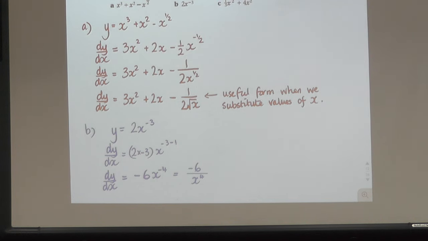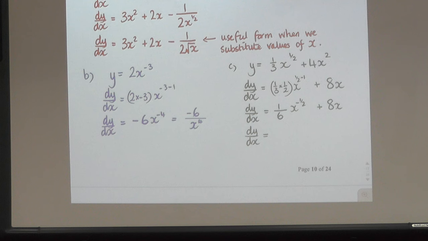Right, next one then. C. y equals a third x to the half plus 4x squared. Right, we're multiplying fractions together and we're adding and subtracting fractions. So, dy by dx is going to be equal to a third times a half, and then take 1 away from your power. The next one's easy, so it's multiply by the power, take 1 away. Let's tidy up this one, so it's a sixth of x to the minus a half. And if we tidy that up a little bit further, we get 1 over 6x to the half. And if we want it in the form that we can do some substitution, it's going to be 1 over 6 root x plus 8x. I've not made any daft mistakes there, I'm okay with that.